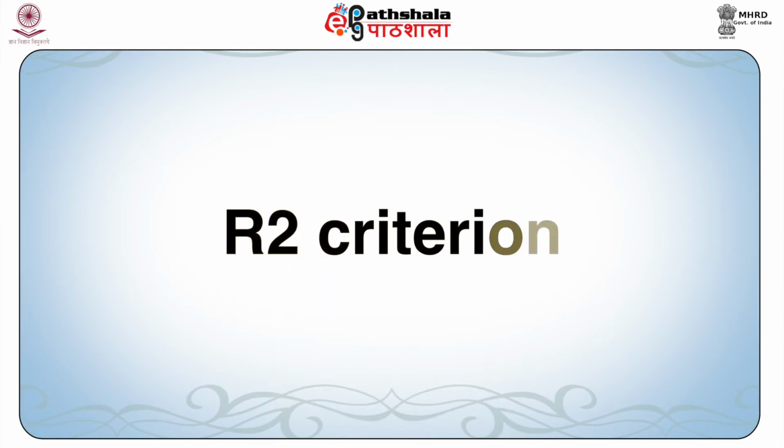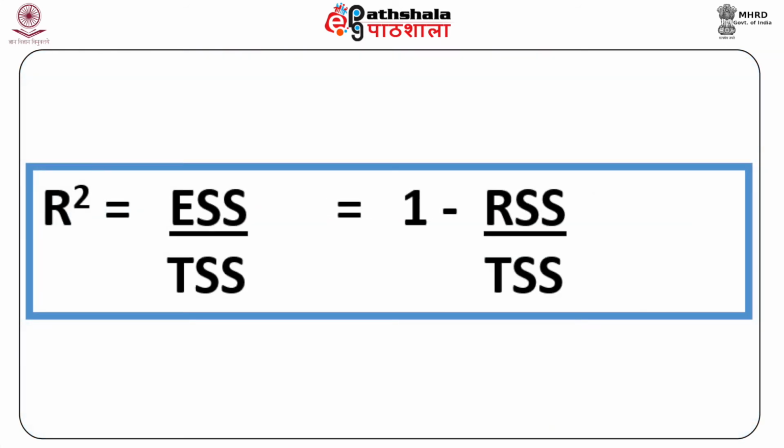The different model selection criteria are 1. R-square criterion, 2. Adjusted R-square, 3. Akaike's information criterion, 4. Schwarz information criterion. Let's discuss some more detail about these criteria. R-square criterion. As is known, R-square measures the goodness of fit of a regression model.